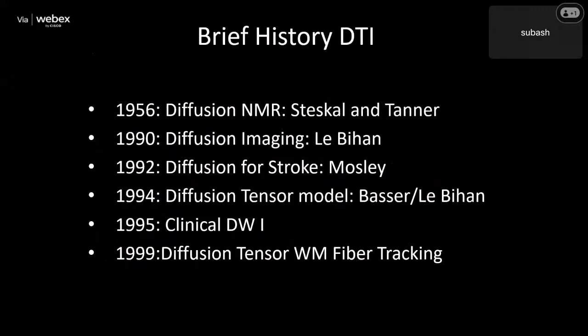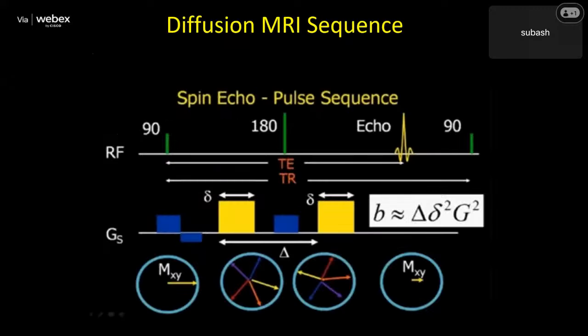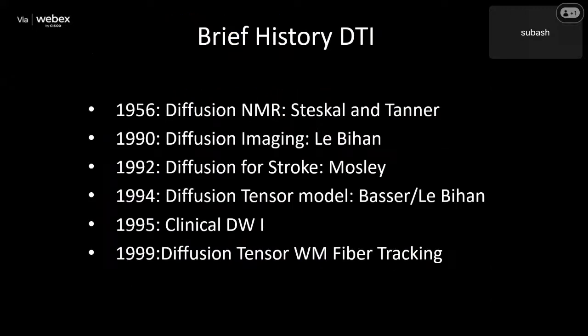If you look at the brief history of diffusion using NMR, in 1956 diffusion NMR was first demonstrated by Stejskal and Tanner using the NMR technique. In 1985, diffusion imaging was demonstrated by Le Bihan from France. Then in 1990, the application of diffusion in early detection of stroke was shown by Moseley. The diffusion tensor model was created by Basser and Le Bihan together. In 1995, clinical diffusion weighted images came in as a product in the clinical setup. And in 1999, diffusion tensor and white matter fiber tracking started being used as a product in a clinical setting.